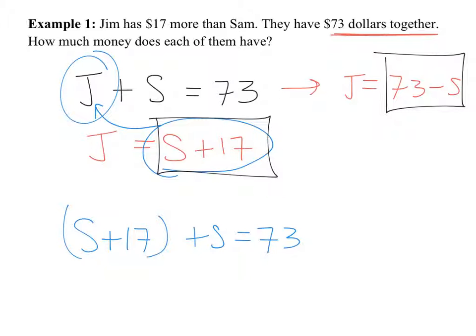Or I set them equal, and I get s plus 17 equals 73 minus s. It's the exact same thing if you look at it. Okay, so setting them equal will give us this. Using direct substitution will give us this. So in blue is direct substitution. That's the same result as what you have here on the right in black. Okay, so either way works.